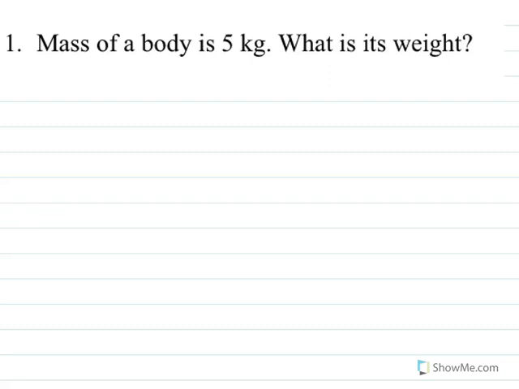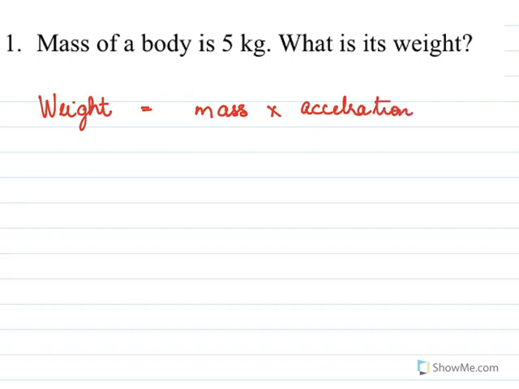For these numericals based on weight, we need to use a formula: weight equals mass into acceleration due to gravity. In short, we'll write W = M × G.